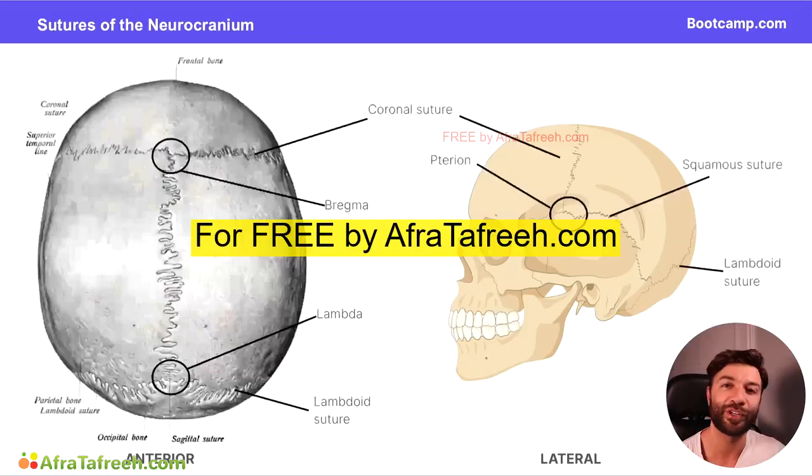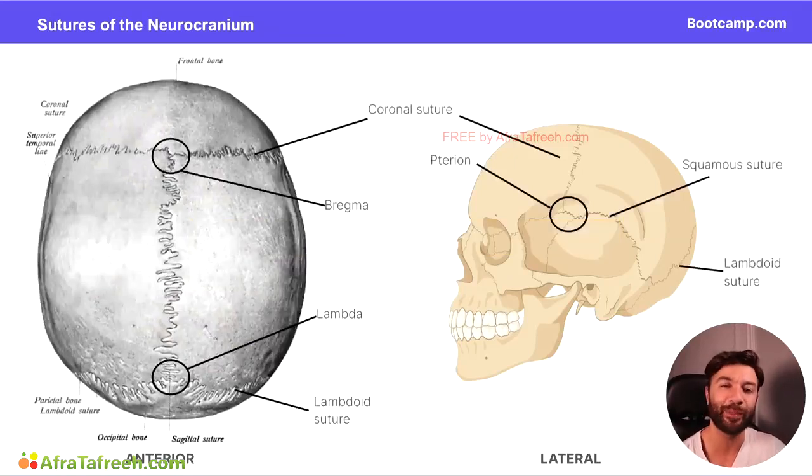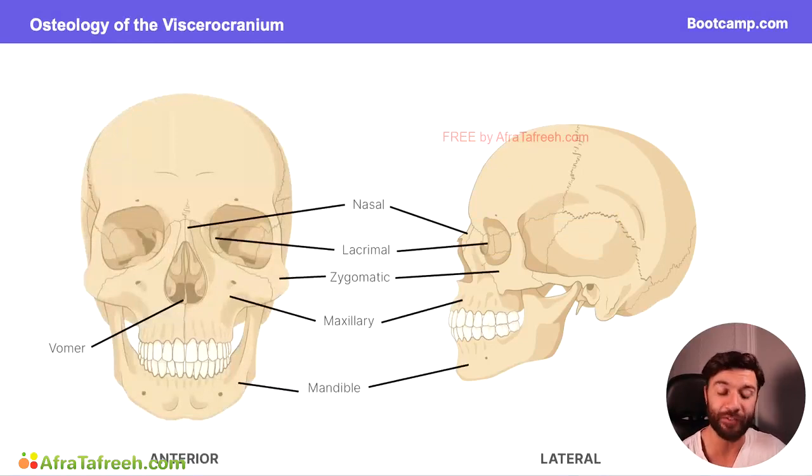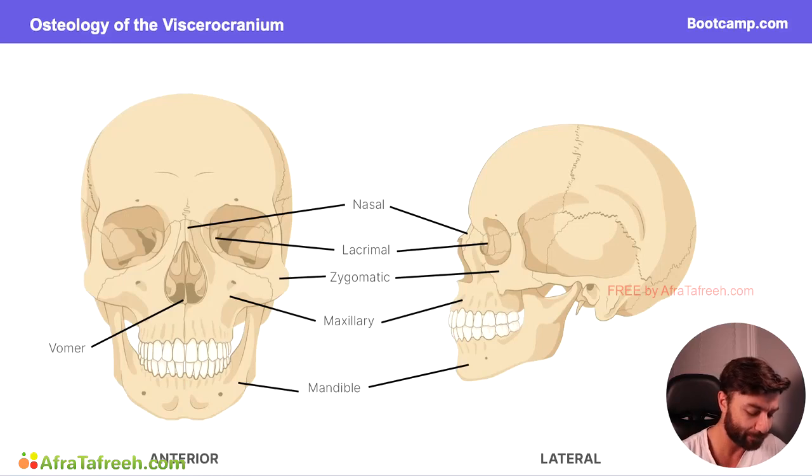All right, now that we've covered all the sutures of the neurocranium, let's take a look at the viscerocranium now. Starting off looking at an anterior and a lateral perspective. So starting off first, you can see on the bridge of our nose, we have two bones which are coming together. These are known as your nasal bones, and these form that bridge of your nose.